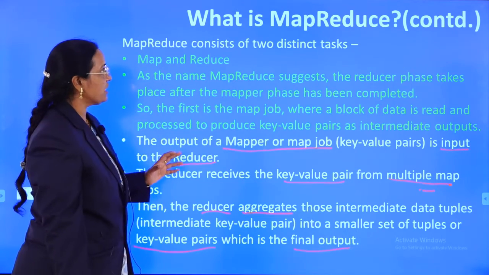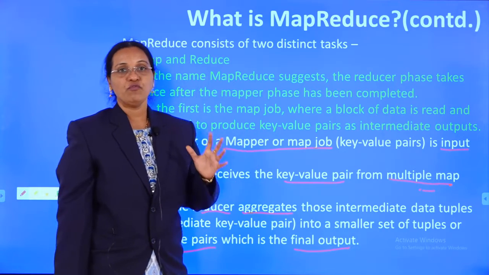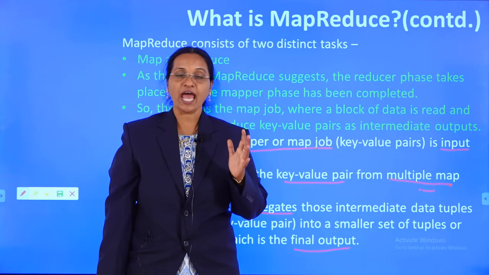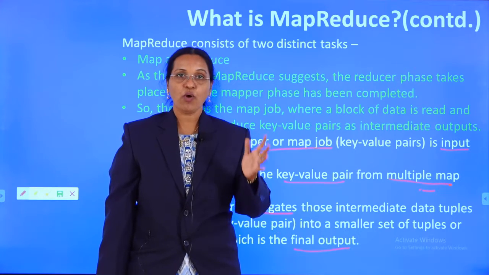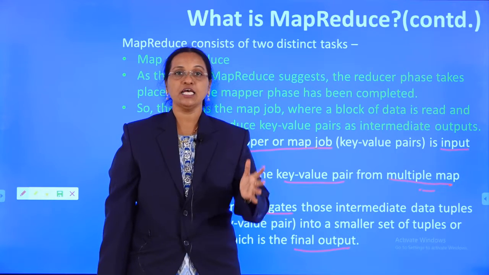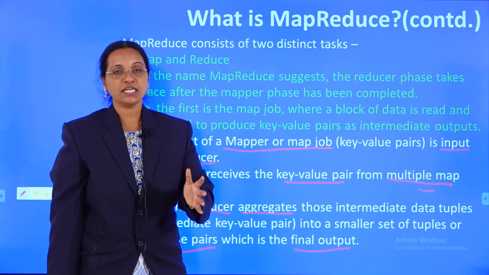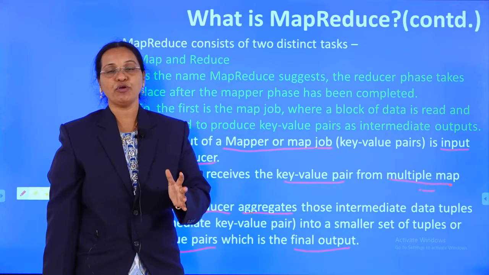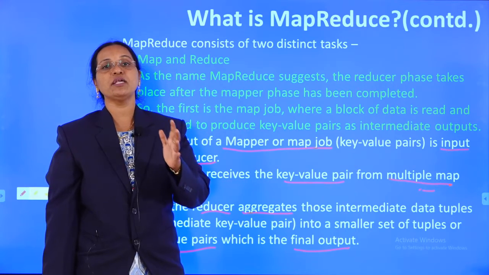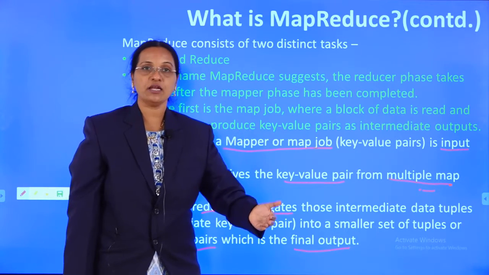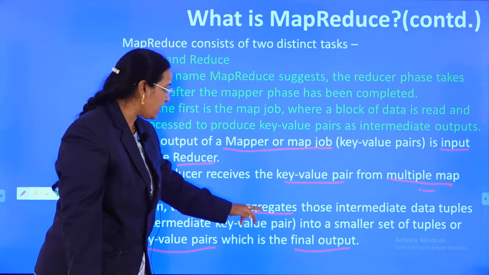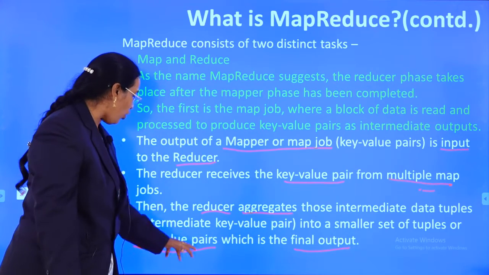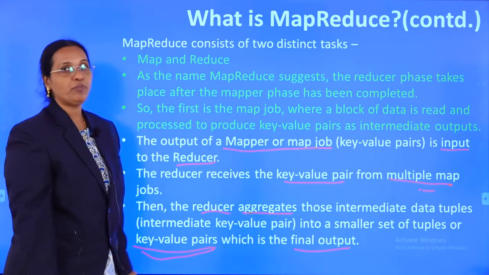So I repeat it once again. In the MapReduce phase, first the mapper comes into the picture, and the mapper takes large data sets as input. Once it takes the large data sets, it processes them. After processing, it gives key value pairs, which are called the intermediate output. This intermediate output is given to the reducer. The reducer performs the aggregation, and after the aggregation the reducer gives the final output in the form of key value pairs.